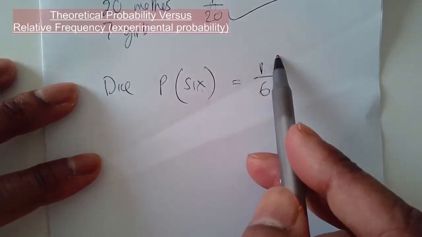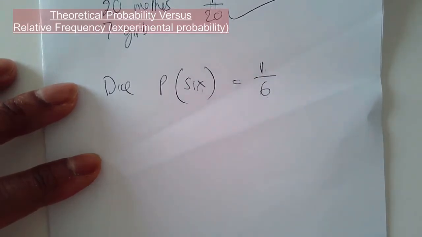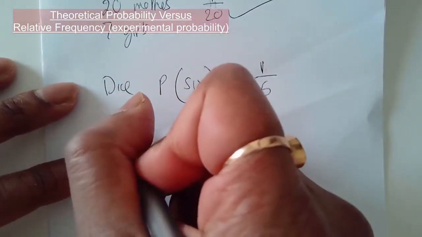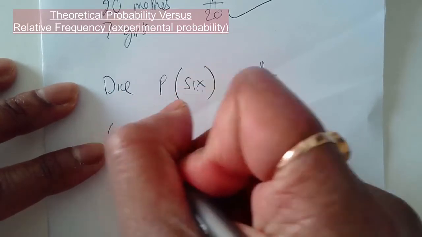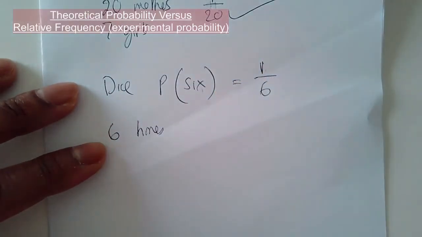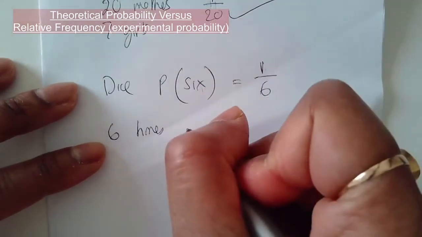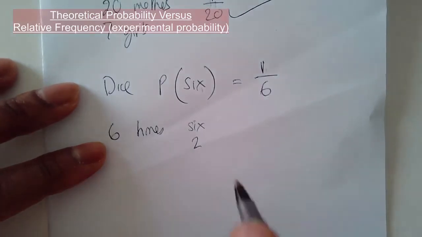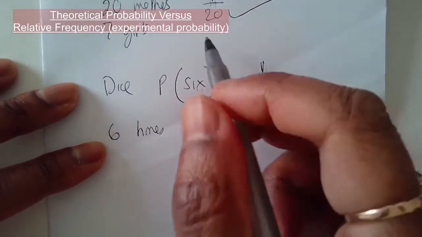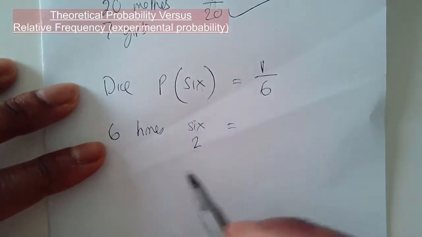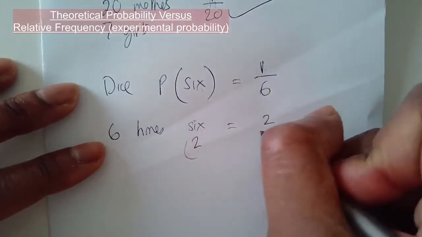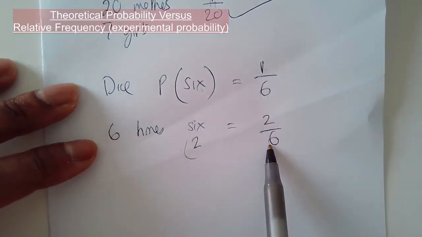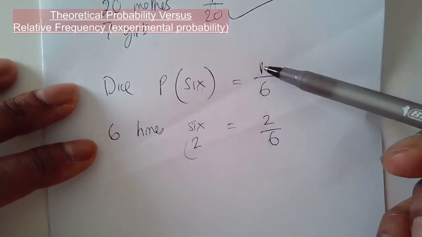That's the theoretical probability. But what happens in real life could be something different. Let's say you throw the dice 6 times, and for whatever reason, it lands on 6 two times. In that case, the relative frequency, or the experimental probability, because remember we're carrying out an experiment here, is 2 out of 6. But in theory, it should have been 1 out of 6.